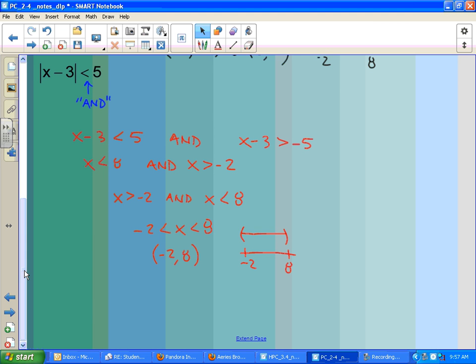So those are the guys that come together, and they tell me the overlap. Less than 8s, greater than -2s, they only overlap between -2 and 8.